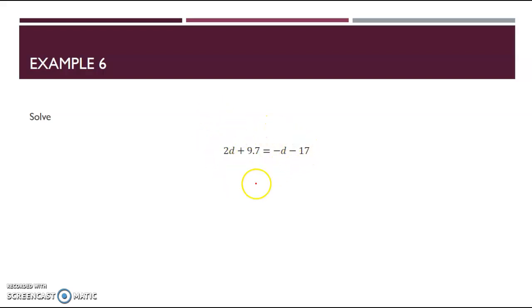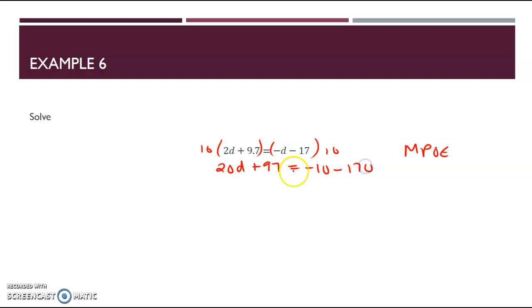Alright, so here again, I have a decimal, I have variables on both sides of the equal sign. Again, I'm going to start with a MPOE and just get rid of that decimal. It's only one decimal place, so I'm just going to multiply both sides, or everything, by 10. Both sides, everything by 10. So 10 times 2d is 20d. 10 times 9.7 would be 97. Equals 10 times negative d is negative 10d. Minus 10 times 17 is 170. So that was our multiplication property of equality.